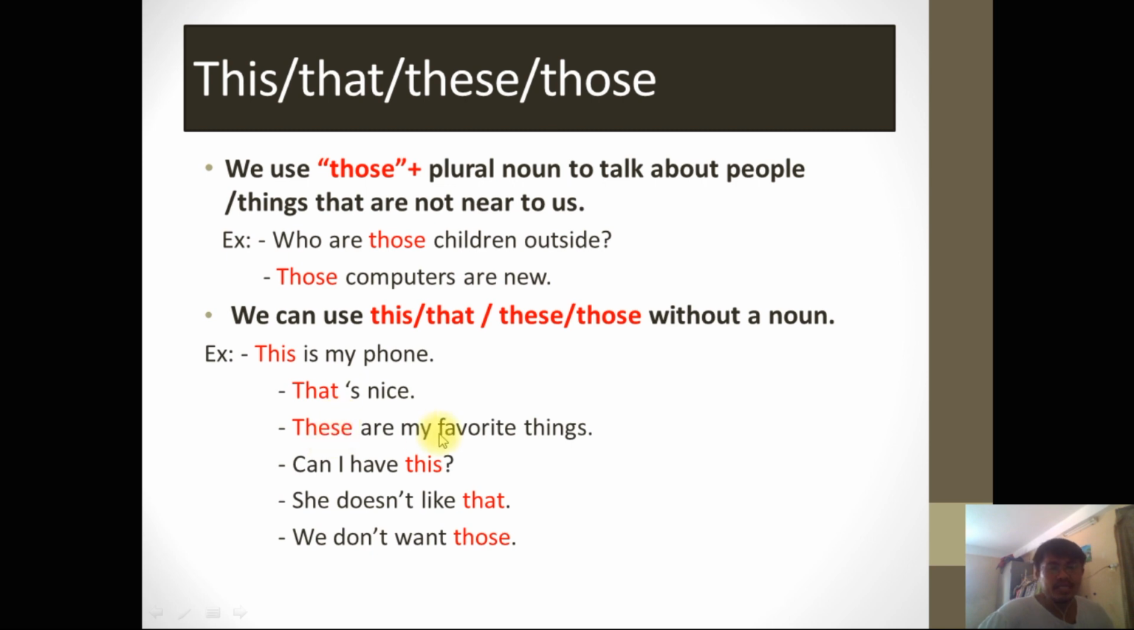And these are my favorite things, so no noun here. And can I have this? No noun. She doesn't like that. And we don't want those. So we can use this, that, these, and those without a noun too, with the same meaning, right?